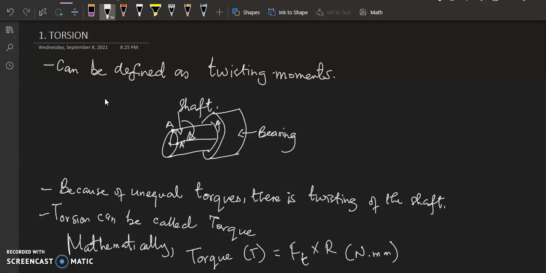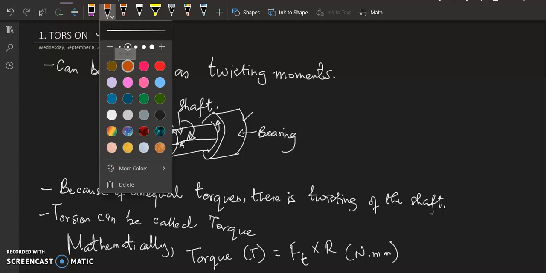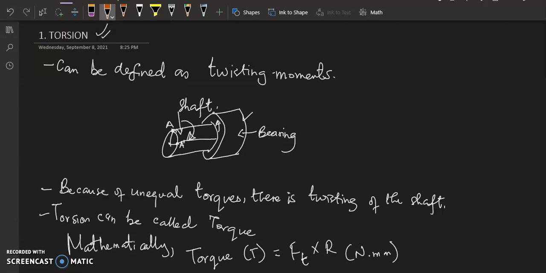So today we are going to talk about torsion, and torsion can be defined as twisting moments, and I can use this as an example. If you have a bearing at some point that is connected to a shaft, we are going to have some torsion, or rather twisting moments.